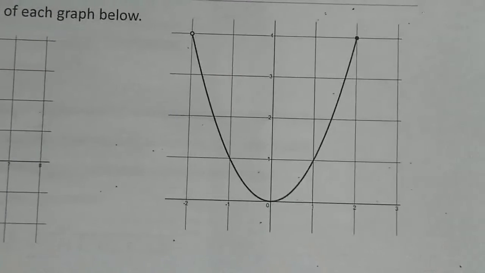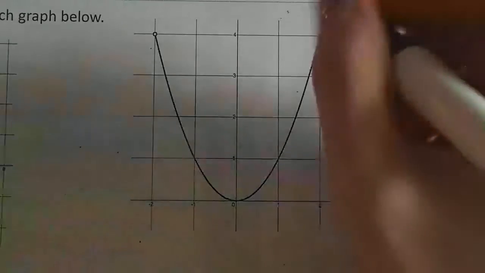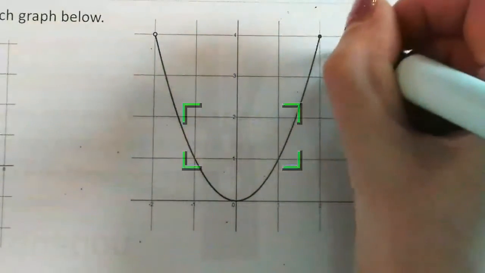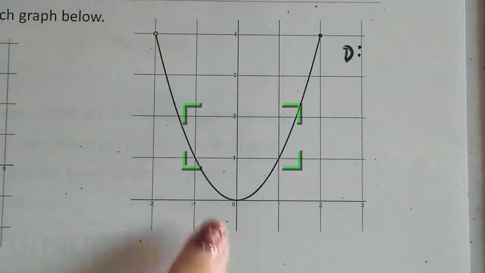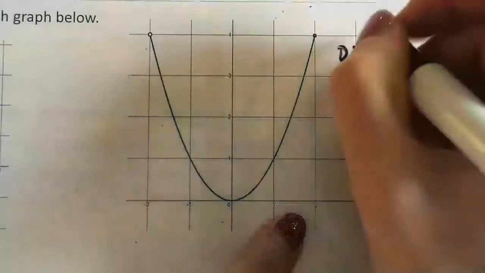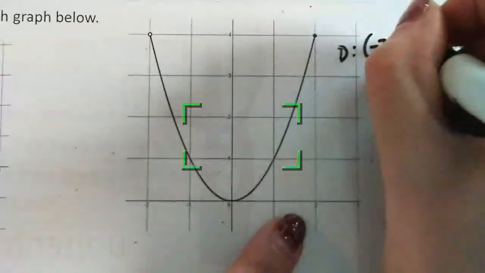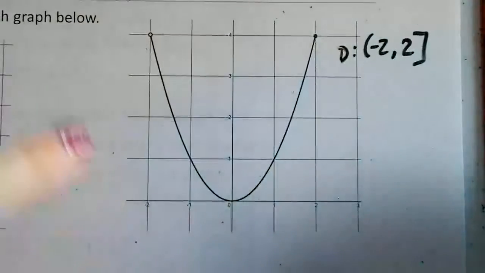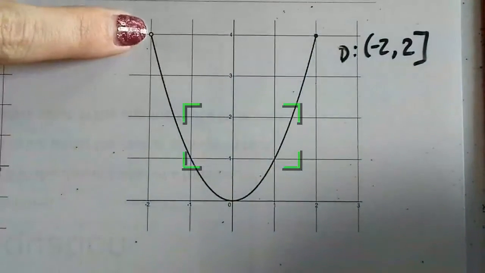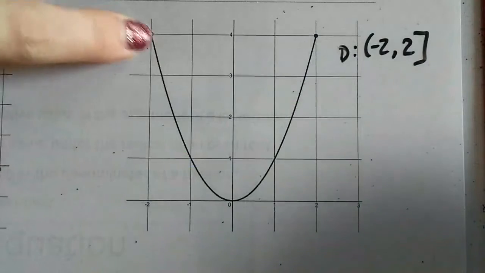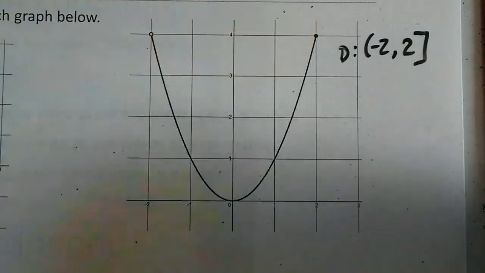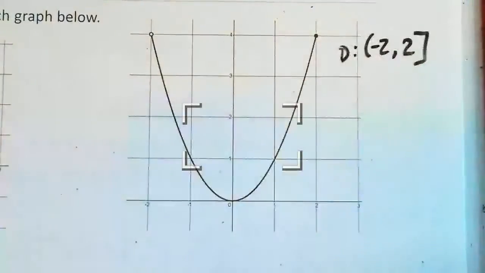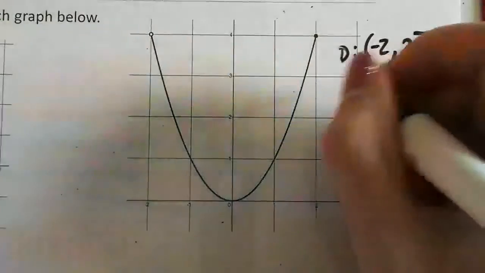On this next one, we'll see if we can find the domain and range of this guy. For our domain, we're thinking in terms of x values, so how far left and how far right. We go from -2 to +2. We have a parenthesis on our -2 because there's an open circle at -2. We get a square bracket at +2 because there's a closed circle.